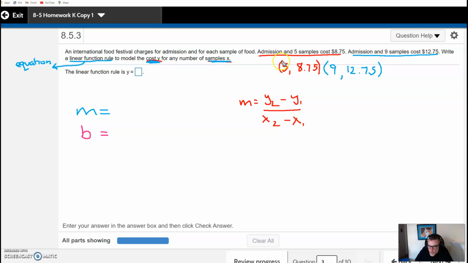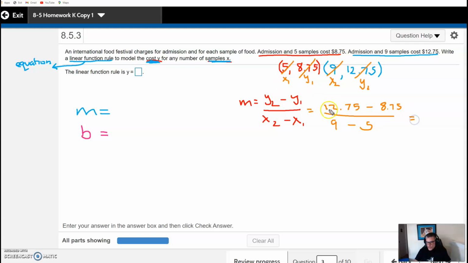All right, this is my first x, so that's x sub 1. First y, that's y sub 1. I'm actually going to put those underneath. So here's x sub 1, here's y sub 1, here's x sub 2, and here's y sub 2. So let's go ahead and plug everything in. y sub 2 is $12.75 minus y sub 1 is $8.75. Okay, that's our top. So we took care of those. x sub 2 is 9 minus x sub 1 is 5.